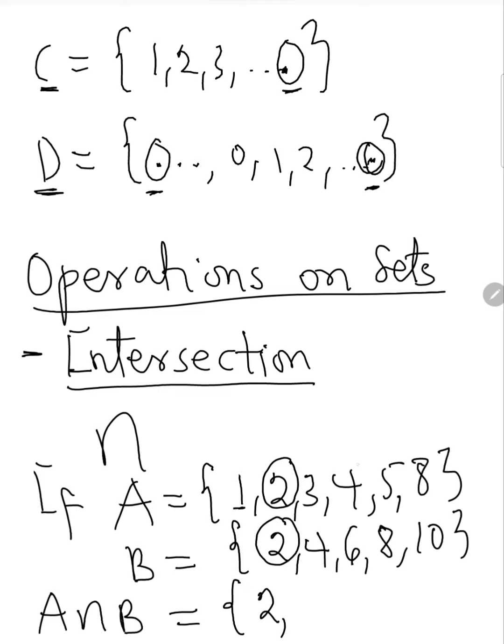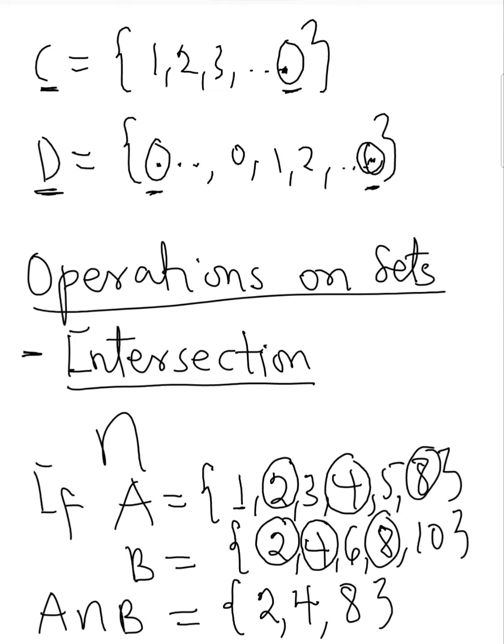Likewise, when you look at the element 4, you see 4 is both in set A and in set B. Therefore, 4 also qualifies to be in the set A intersection B. Now, the element 8, which can also be found in both sets, also qualifies. So the intersection of the two sets A and B are 2, 4, and what? 8. 2, 4, and 8. Okay.